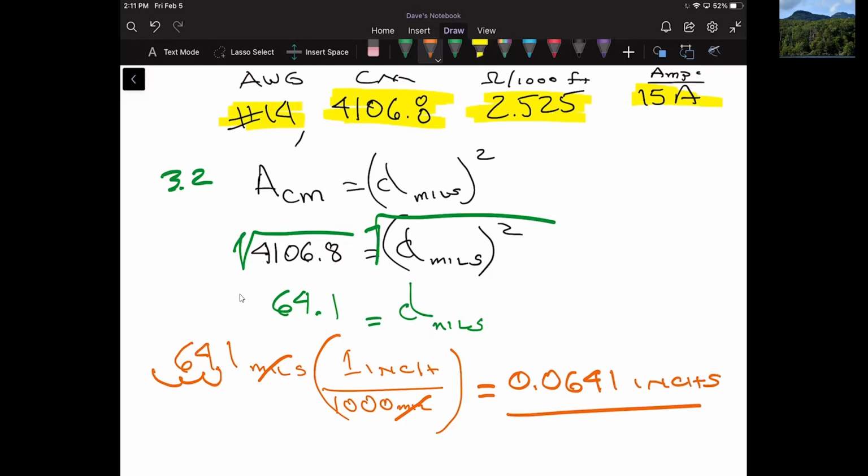So, just a little work utilizing the concept of circular mills, making the conversions back and forth. All right, I'll leave it at that. Make sure that you get this concept. I want you comfortable with American wire gauge numbers. I want you to know that the smaller the AWG number, the larger the wire.